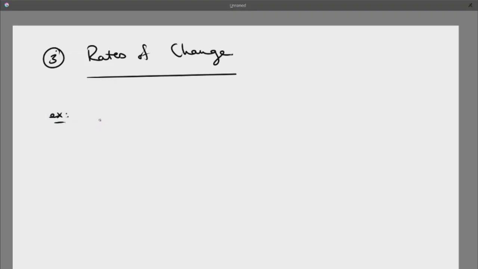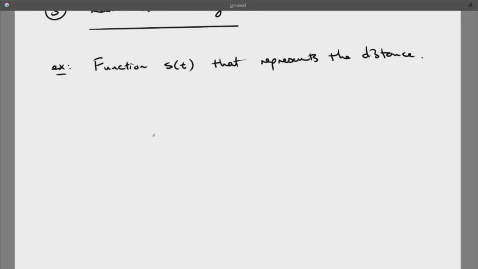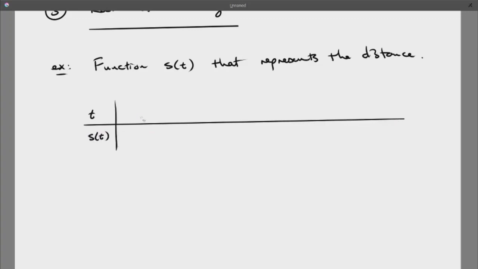let's suppose we have a function, let's call it S of t, that represents the distance that we travel. So we are traveling some distance. You might have different time values, and then the distance traveled at that time.